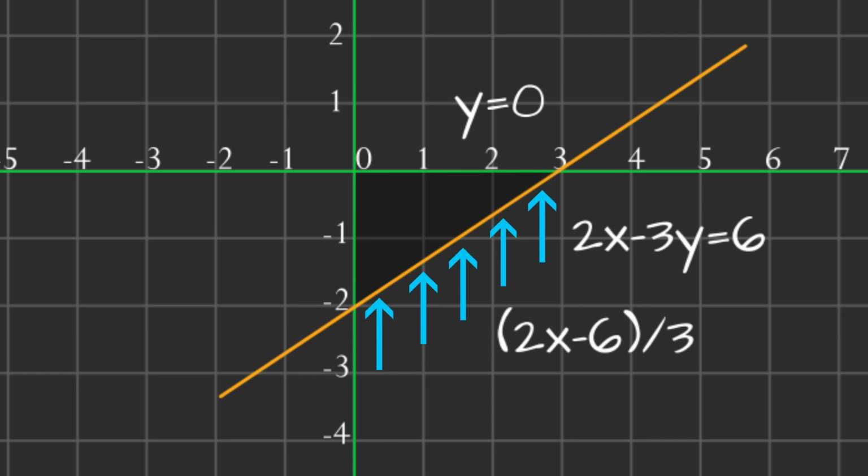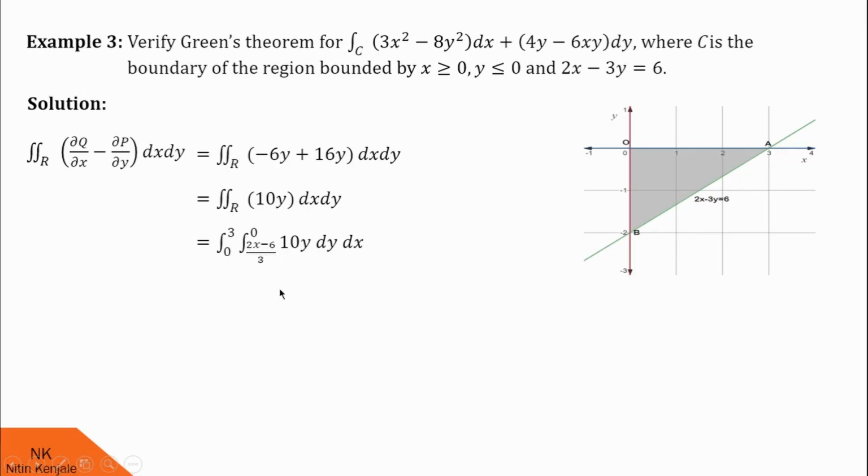And now to find the outside integral limits, Arjuna will throw arrows parallel to the x-axis from left to right. This time these arrows encounter this line where x is equal to 0, and the last point at which these arrows touch is x equal to 3. So the upper limit for x is 3.